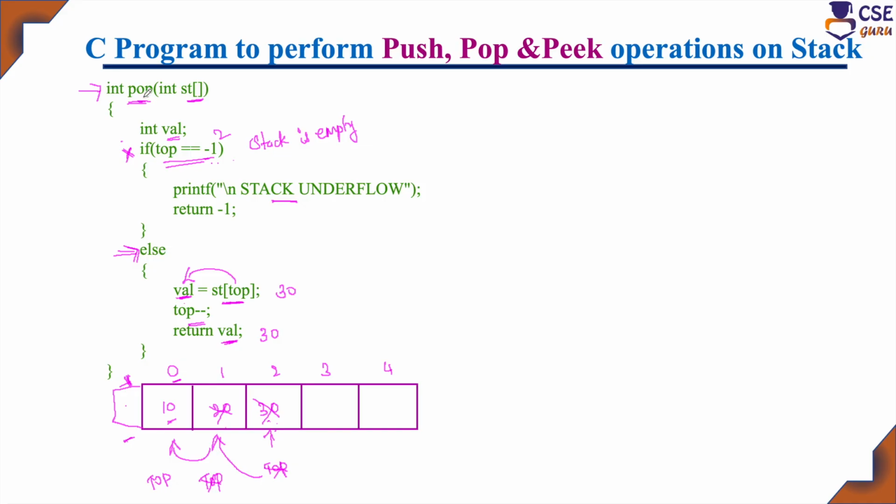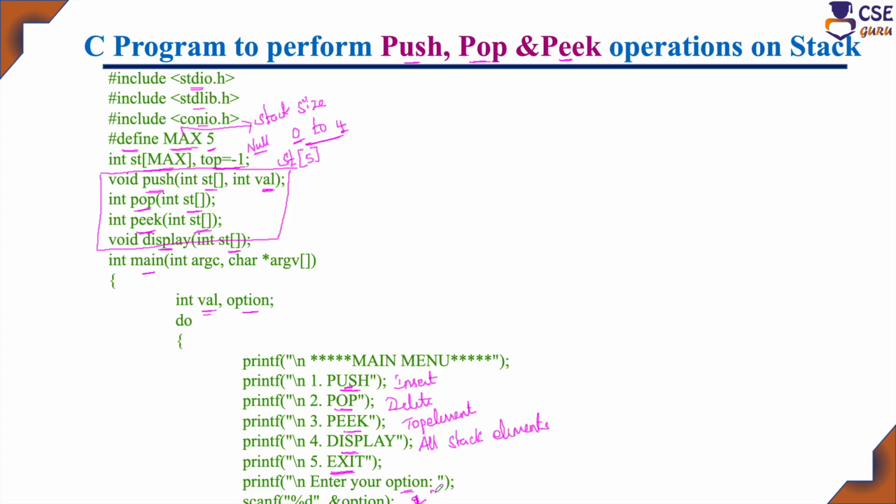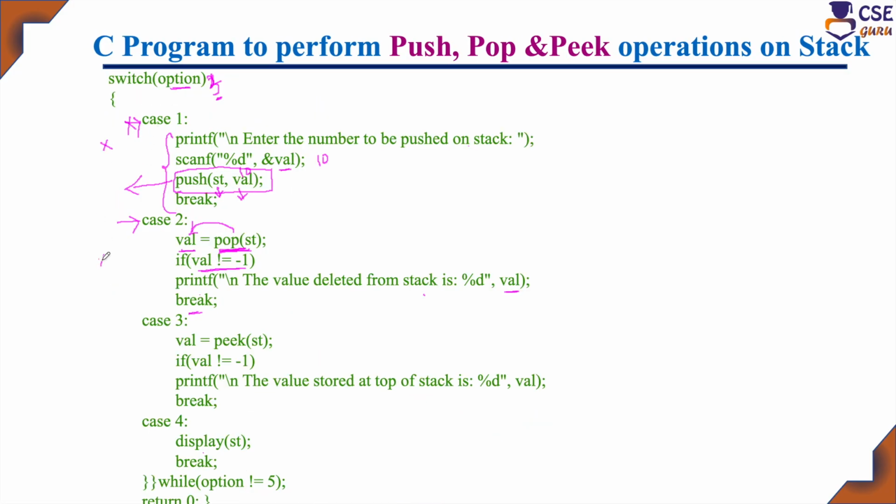That is not possible. Next, if you enter option 3, it will go to the peek operation, that is case 3. It will skip case 1, skip case 2, and go directly to case 3. Case 4 also it won't execute. Here value equals peek of st. In the stack data structure, the peek element will be stored in value, and then it will call the user-defined function peek.